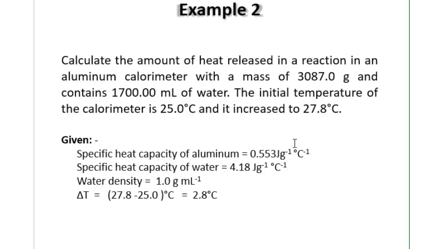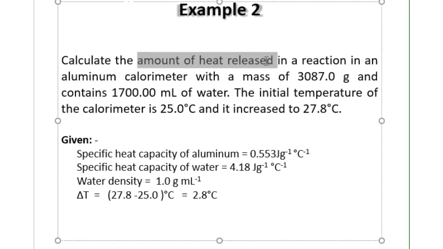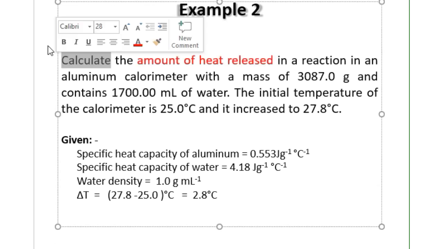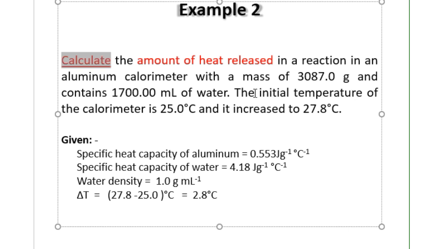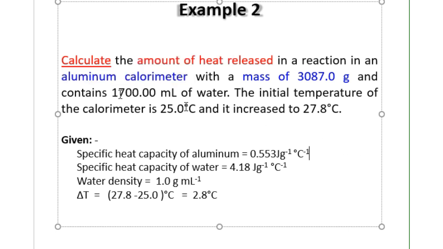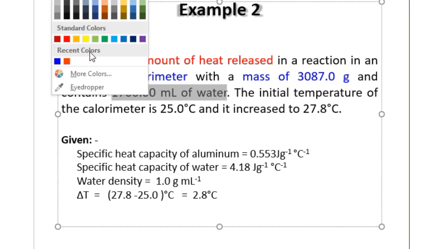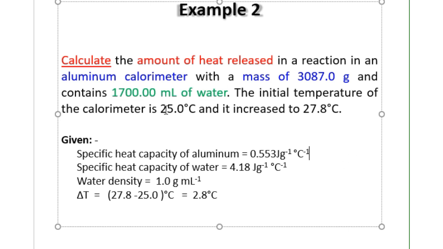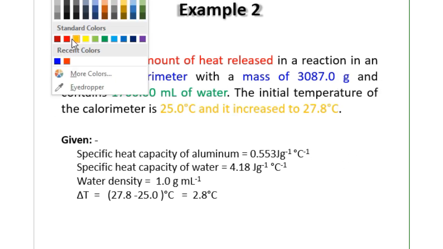Now we look at example 2. Example 2, calculate the amount. Okay, so again calculate heat. And the keyword is calculate the reaction in an aluminium calorimeter with mass. This is the mass of the calorimeter, meaning that we need to apply mC delta T for the calorimeter. And then this is the mass of water. Okay, this is another information, mass of water. And then this is the delta T. This information is related with the delta T.